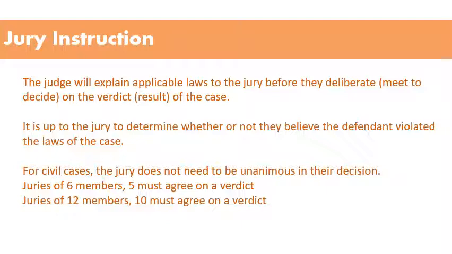Now for civil cases, the jury does not need to be unanimous. That means you can have people that may disagree with the majority of the other jury members. If there's a jury of 6 members, 5 of them have to agree on the verdict. 5 of them have to say the same thing as to whether the defendant is innocent or guilty. And if we have a jury made up of 12 members, then you only need 10 of them to be in agreement.